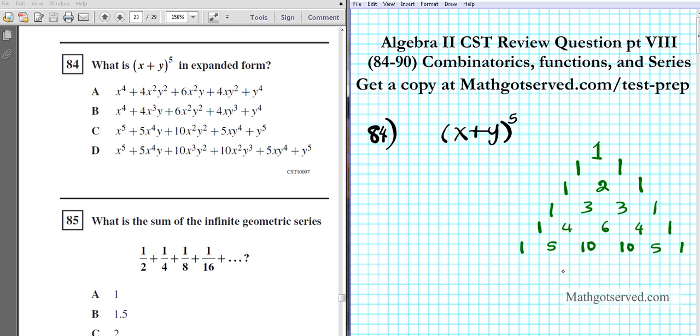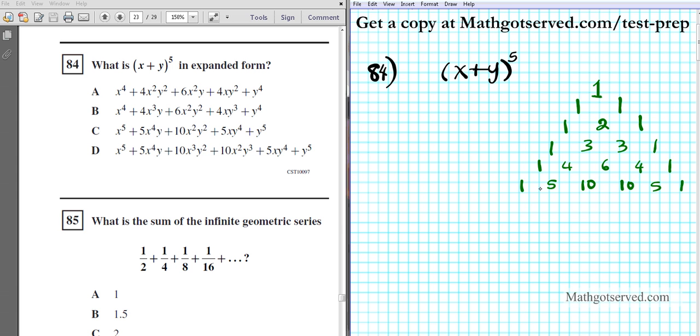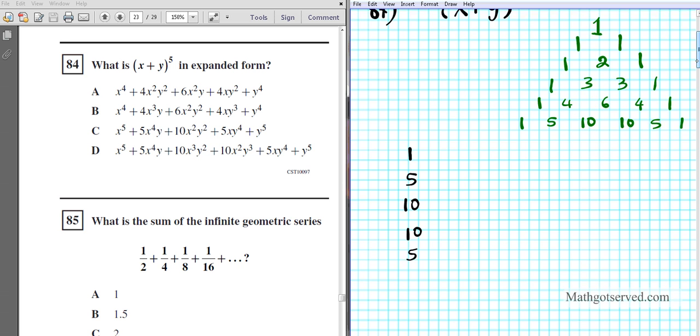So let's go ahead and line them up, and then we're going to expand it. The reason I can conclude that these are my coefficients is because there's a 1 here and there's a 1 here. If there were no 1s here, then this would not be my coefficient. It would be a multiple of my coefficients. So let's line it up. We have 1, 5, 10, 10, 5, and then 1.